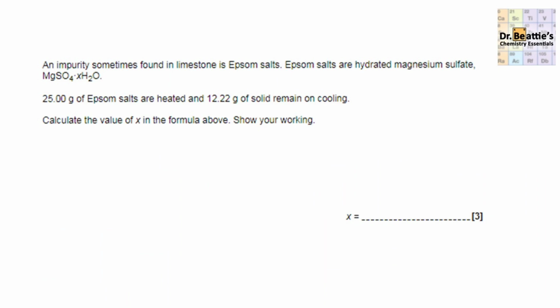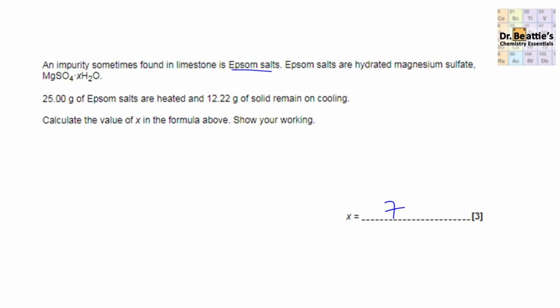So final exam style question to have a look at. This one's worth 3 marks. I want you to pause the video here and then work out what the value of x is. If you got the value of x as being 7, then well done. Remember, you can't just learn this, you need to show your workings out. So let's talk our way through this.